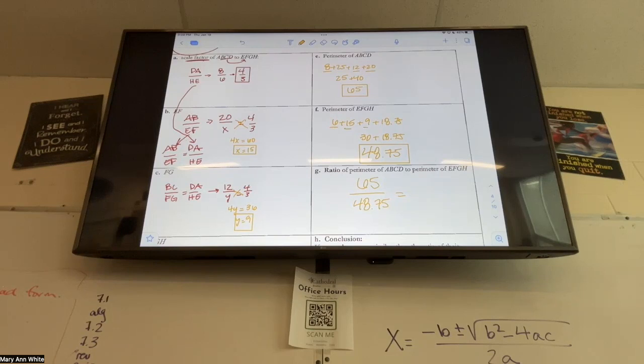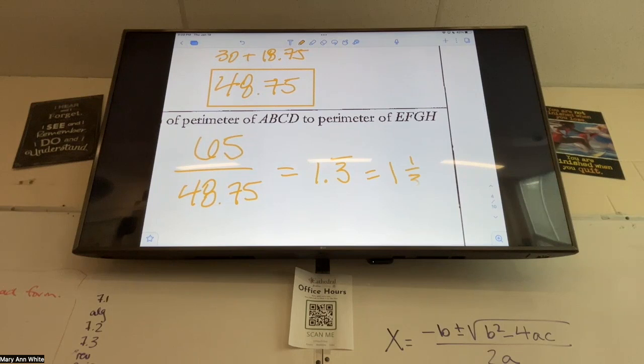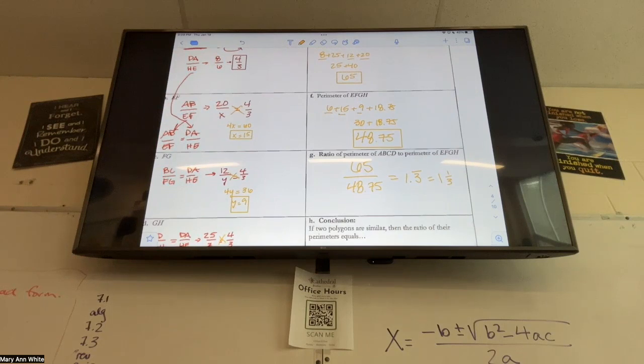Go ahead in your calculator, divide 65 by 48.75. What do you get? 1.3 repeating, right? 1.33333. What's that the same thing as? 1 and 1/3. And what's 1 and 1/3 the same thing as? 4/3. That's the same thing as 4/3, which is the same as the scale factor.